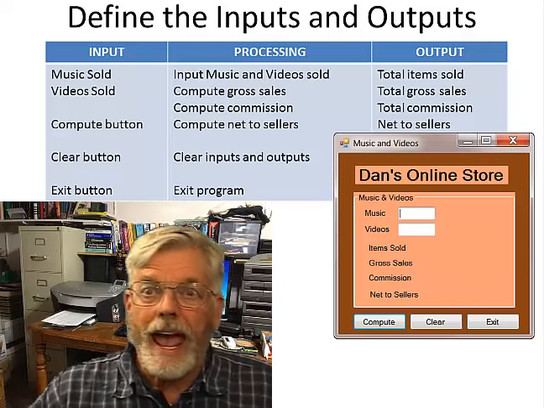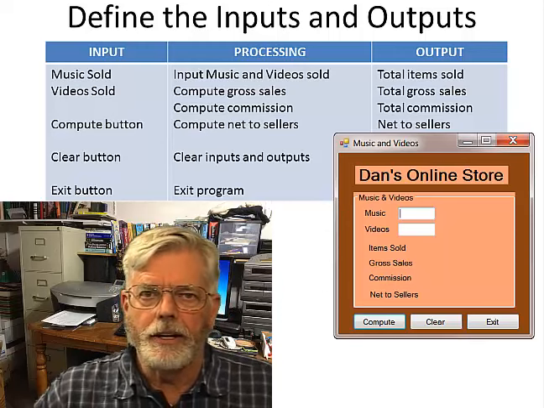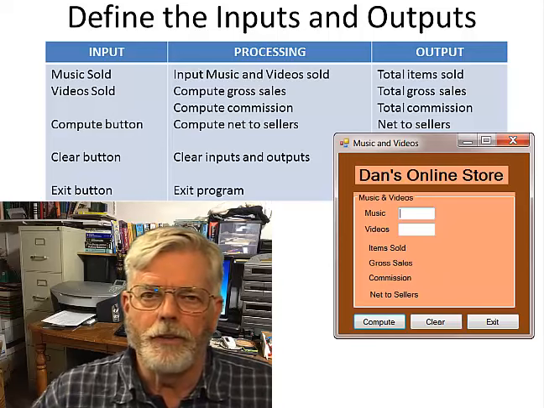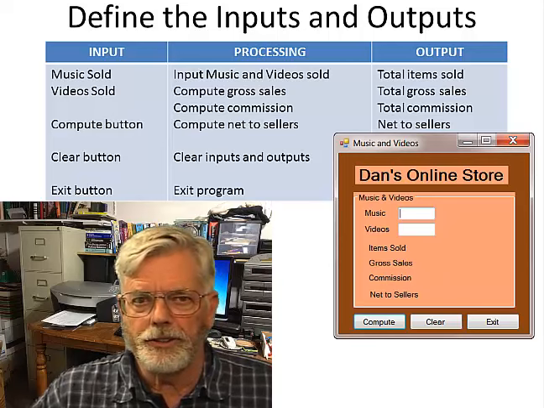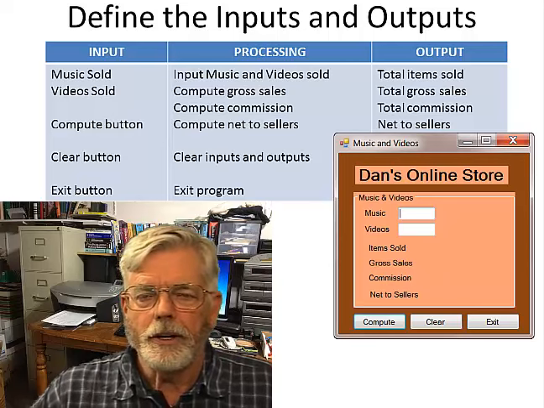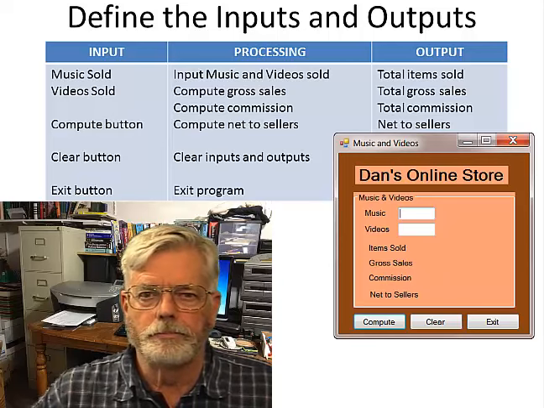Once we know the inputs and the outputs, then we can go and figure out the processing. I need to input from the text boxes music and videos sold, compute the gross sales, compute the commission, compute the net to sellers. The clear button clears the inputs and the outputs. The exit button exits the program.